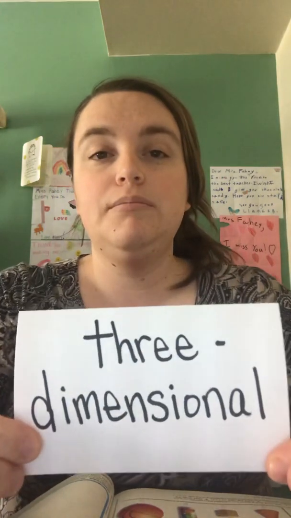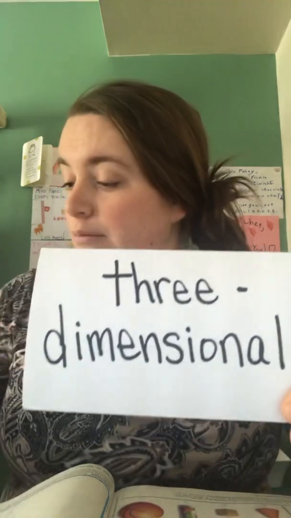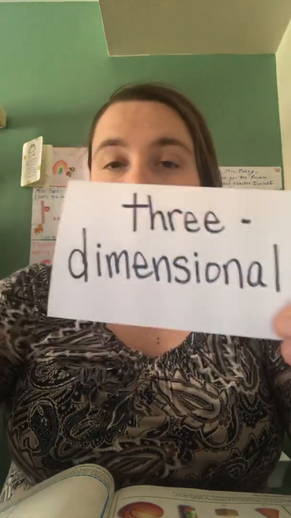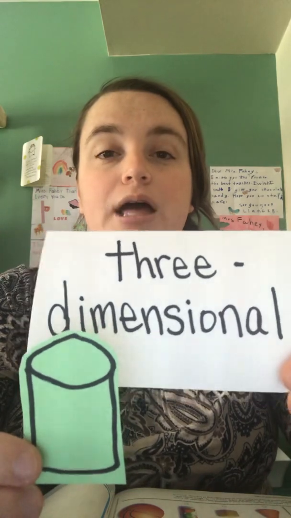If 2-dimensional means the shapes are flat, 3-dimensional means the shapes are not flat. They are solid, and they might have sides that we cannot see right away. For example, let's take this one again. We know that this is a cylinder, and we can see the top flat side, the middle curved part, but can we see the bottom flat side?